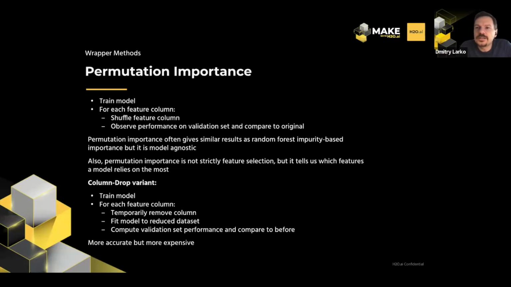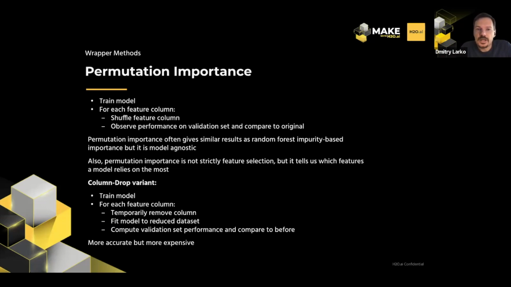Basically, it gives really similar results to random forest impurity-based importance. But in that particular case, this permutation importance is model agnostic, because you just need to have access to the model outcomes, and that's it. If I build a neural net model for my tabular data set and I would like to measure the feature importance, that's exactly how I measure it for the neural net.